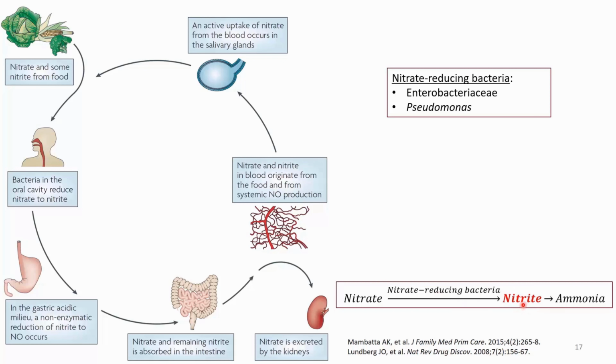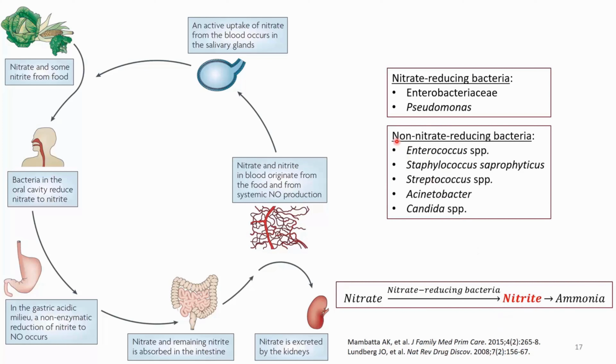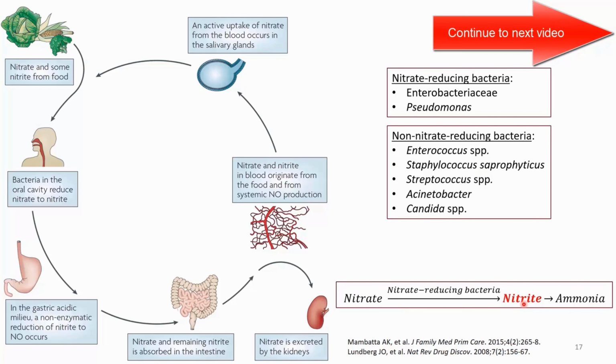Of course, if you don't have bacteria, nitrite would be negative. But if you have too much nitrate-reducing bacteria, you will also not see nitrite. To make it more complicated, there are also non-nitrate-reducing bacteria. So if you have any of these in the urine, they're not gonna touch the nitrate. So your nitrite will be negative again. So it's not a perfect test. If nitrite is positive, it suggests that there are bacteria, but if it's negative, you need to keep looking.